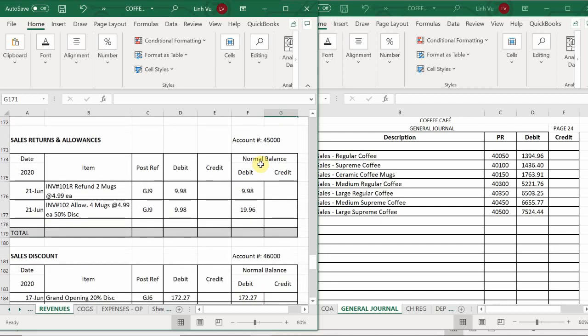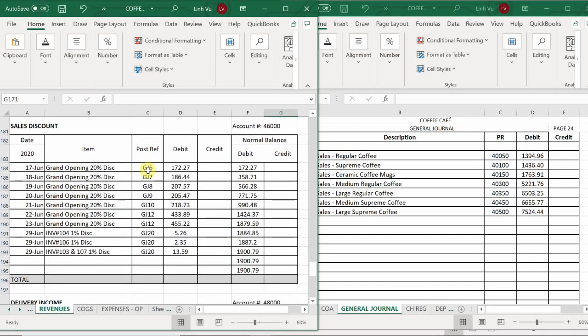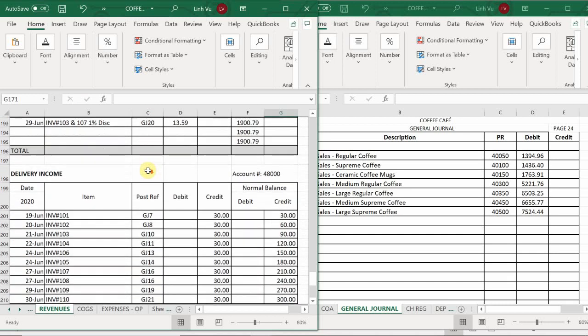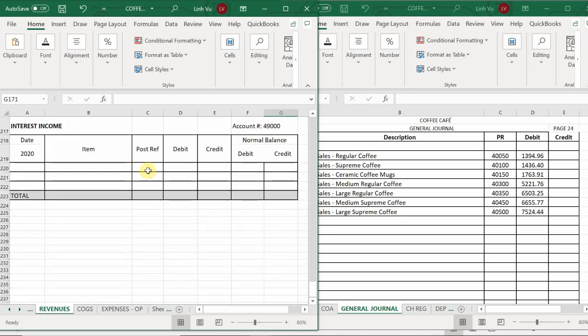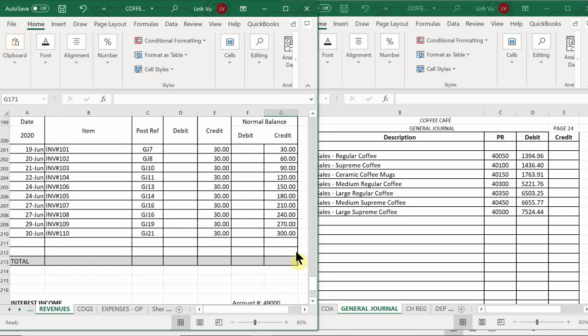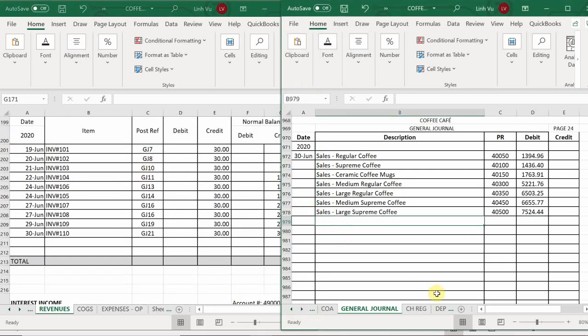The next account we have here is sales returns and allowances. Now in this case, this is on the credit side because in this case it's on a debit, right? We need to skip this account for now because this account is going to be on the credit side. So I'm going to skip returns and allowances and sales discount. But we do have delivery income, and that's the last account that you're going to be debiting because it has a normal credit balance.